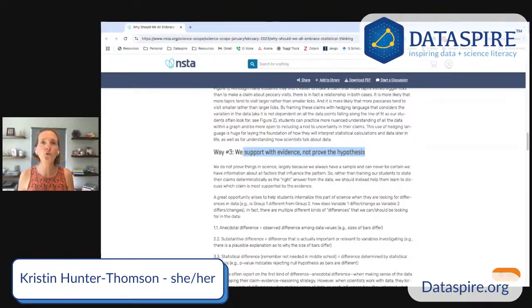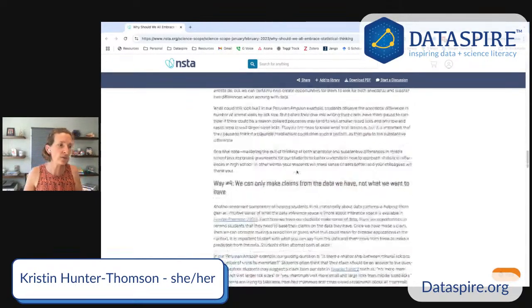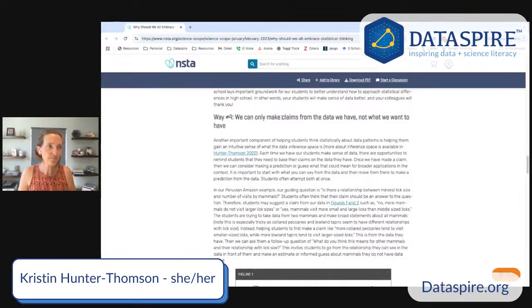We don't prove a hypothesis. We're always looking to support. So again, how does that relate to the result? And what influences that is what our investigation is and the time that we used and things like that. I love number four: we can make claims from the data we have, not what we want to have.